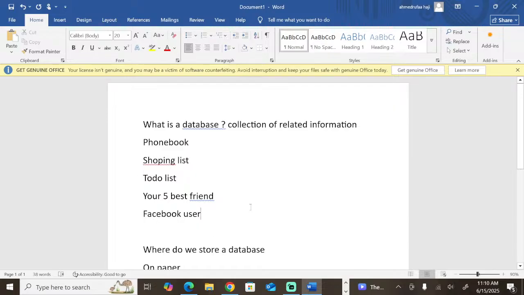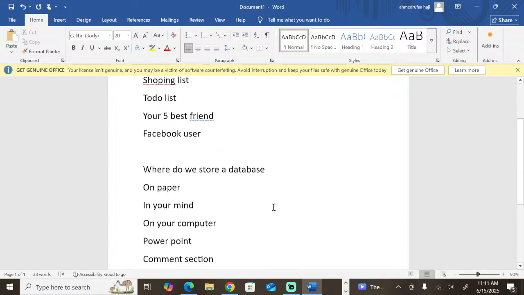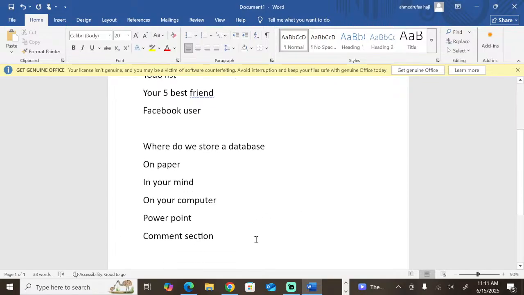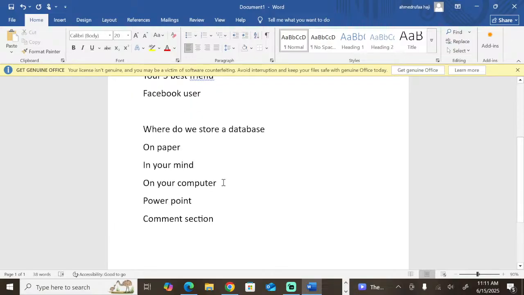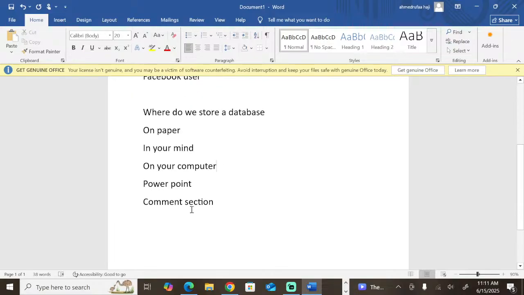So where are we going to store a database? These are the places that we are going to store our database. The first one is on your paper. The other one is in your mind. The other one is on your computer. The other one is PowerPoint, comment section. So those are the places where we can store our databases.